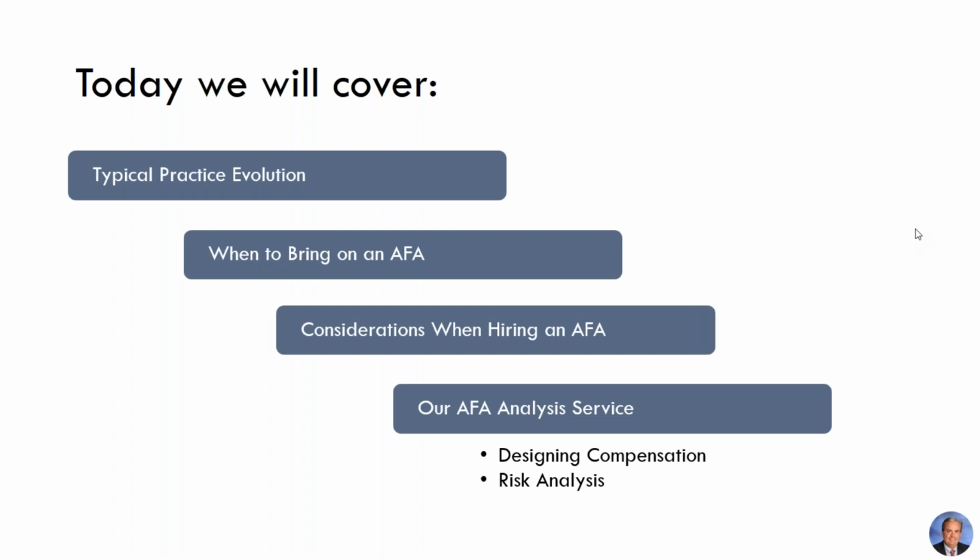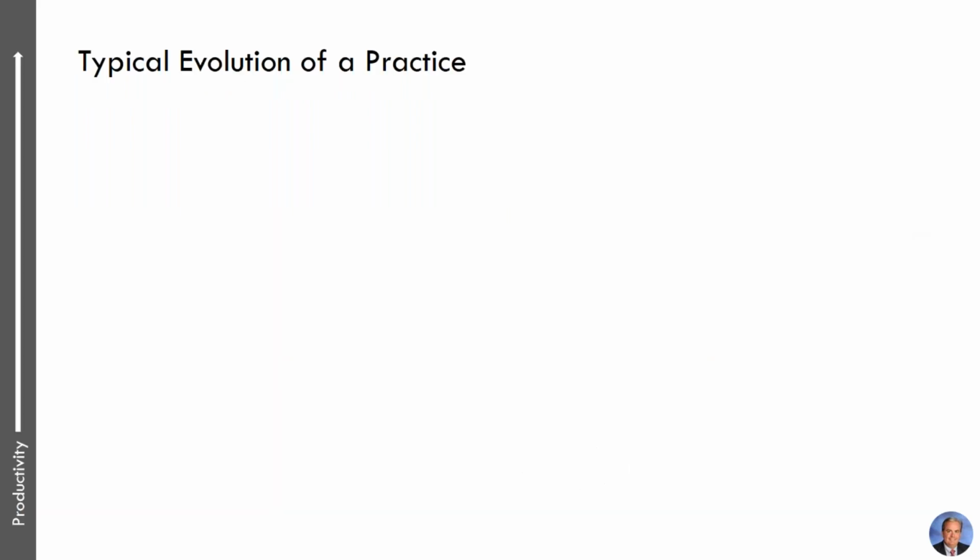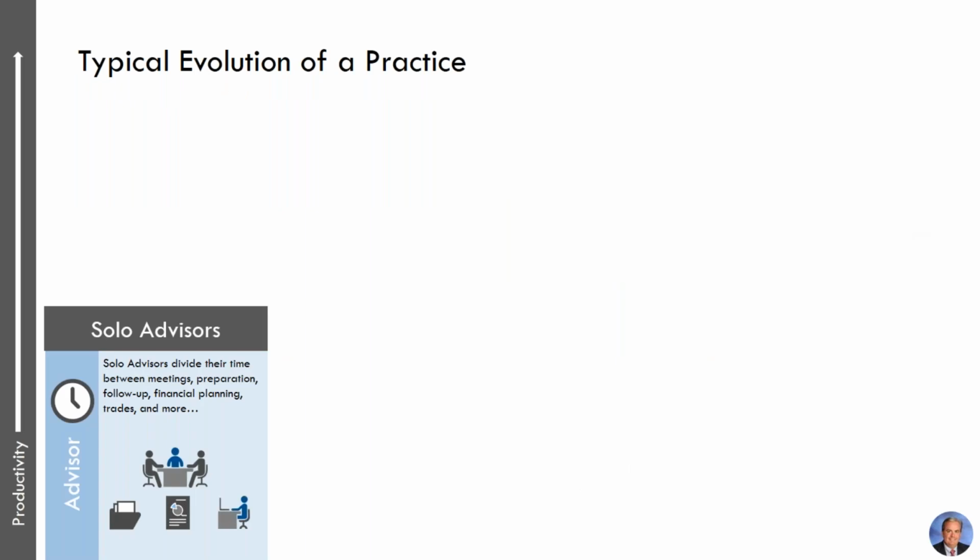So what we're going to talk about today is, first of all, the typical evolution of a practice. Secondly is, when does it make sense to bring on an AFA? Third is considerations that you might take into consideration when hiring an AFA. And then lastly, we'll be covering our service, which is our AFA analysis. And we're going to talk about how we help design the compensation structure, as well as analyzing the risk associated with bringing on an AFA. So let's first start talking about the evolution of a practice.